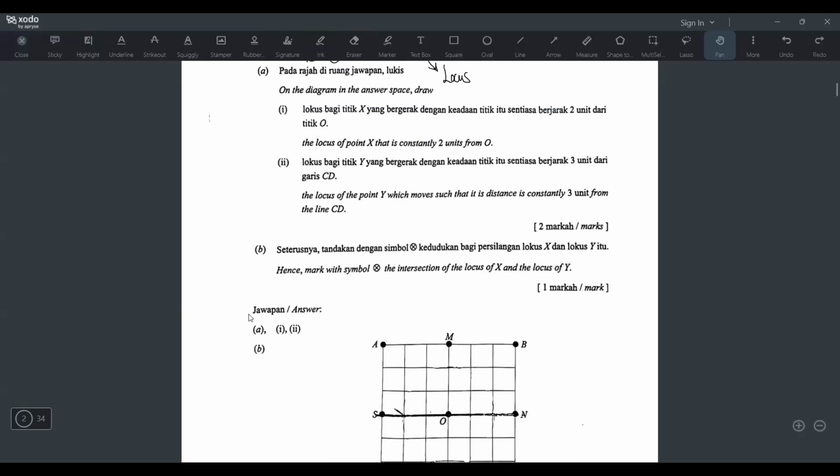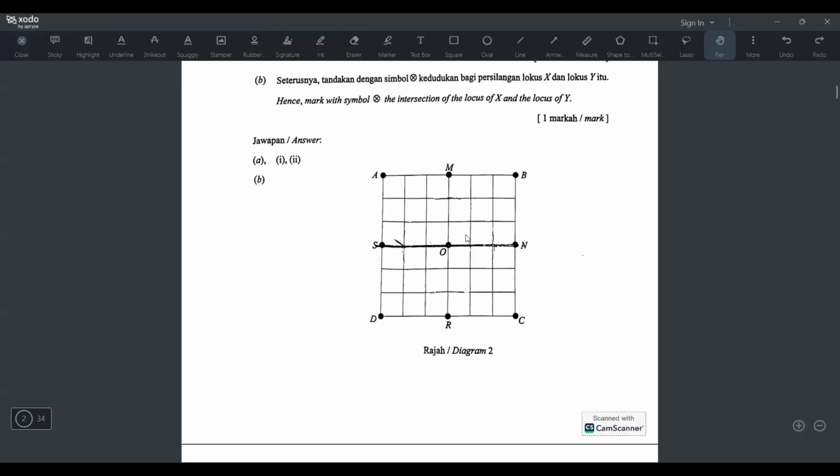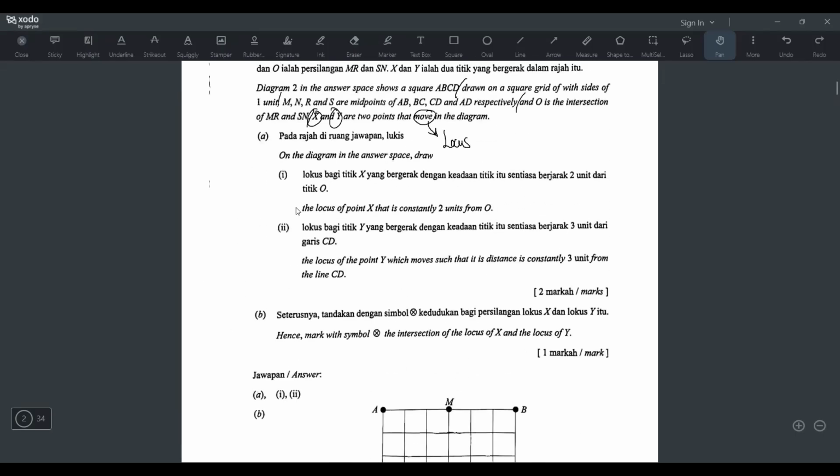But you cannot simply draw, of course. You have to read the condition, right? Because later they will tell you how the point X moves and how the point Y moves. And you have to draw according to the condition they give us, right? So it's okay, let's do it together. So we already know X and Y are the ones that we need to draw. So let's read part A now.